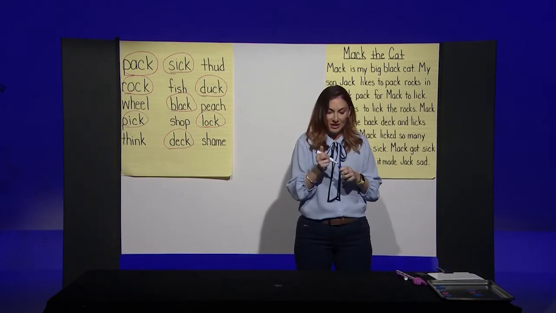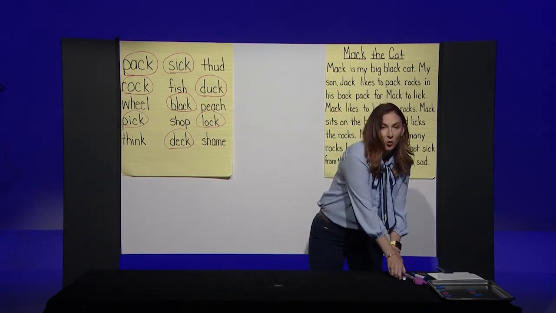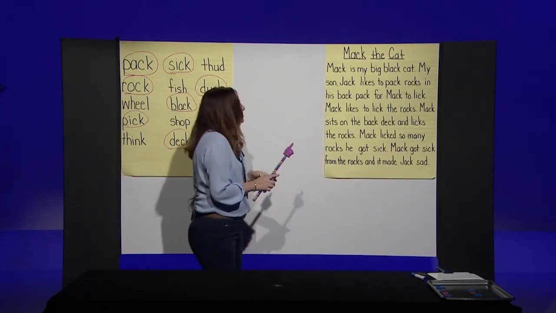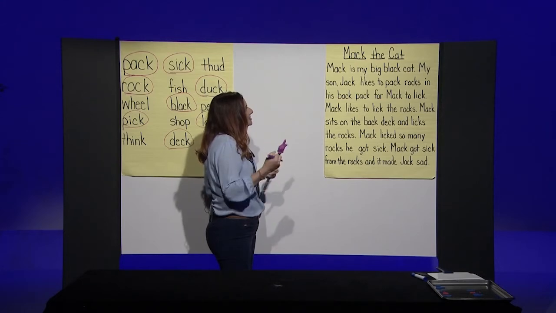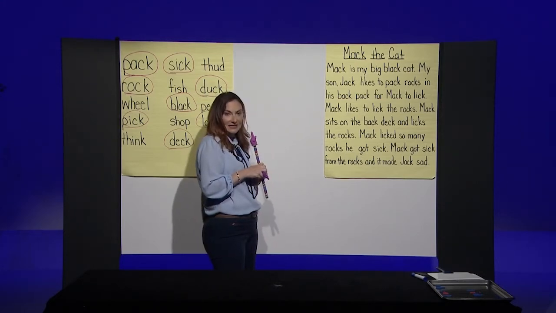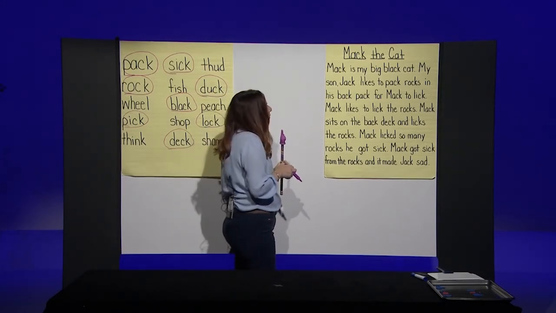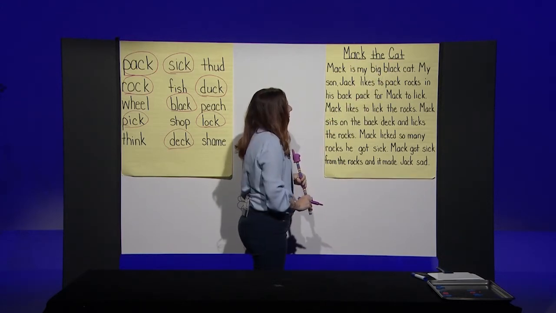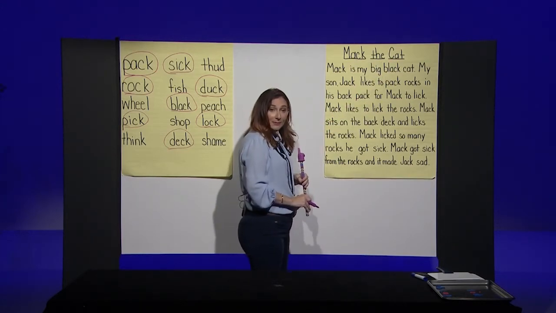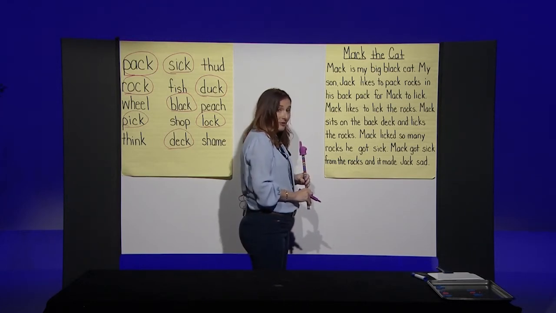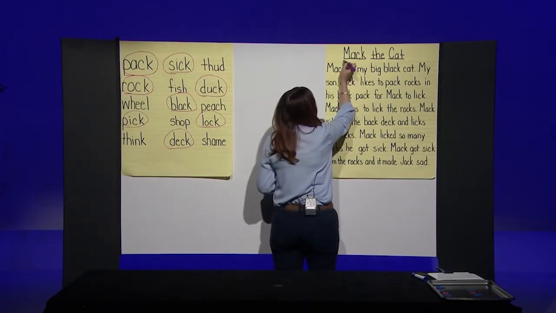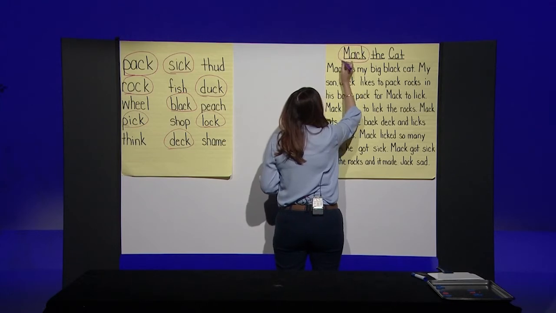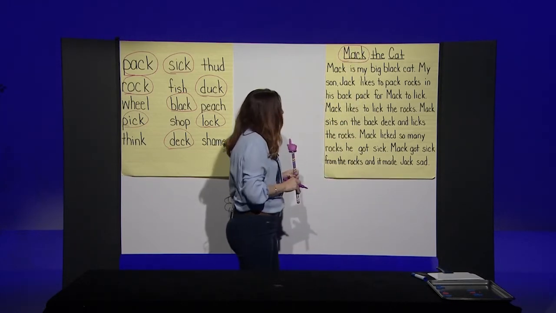So before we read it, we're going to look for some words in our CK story. So see if you can help me find some words that have that CK. Well, our story is called Mac the Cat. And Mac is a name because it has that capital letter and it does have CK. So we're going to circle Mac. Good. Do we see any more?